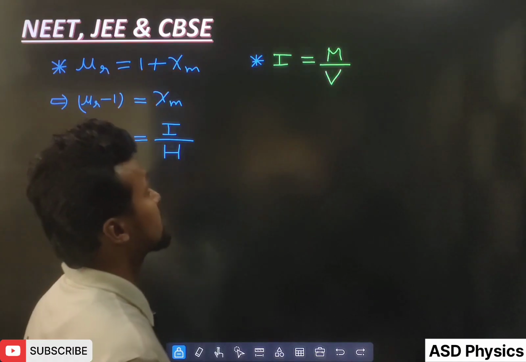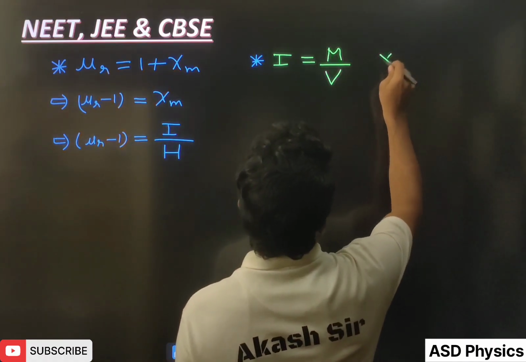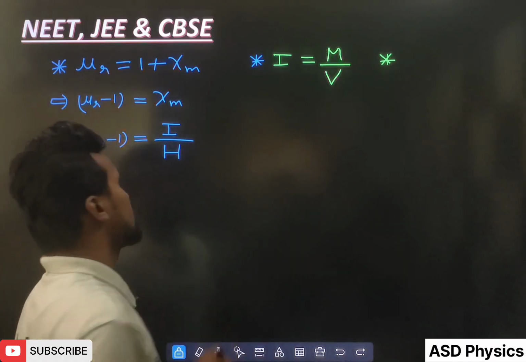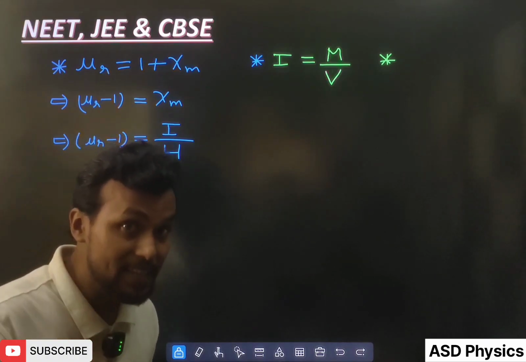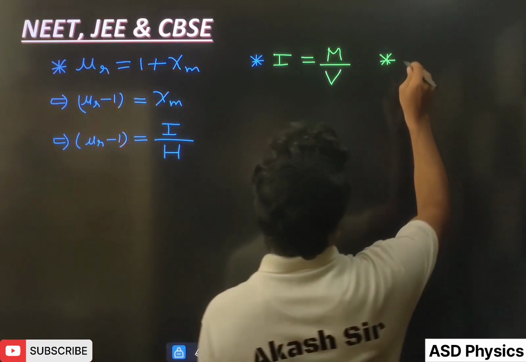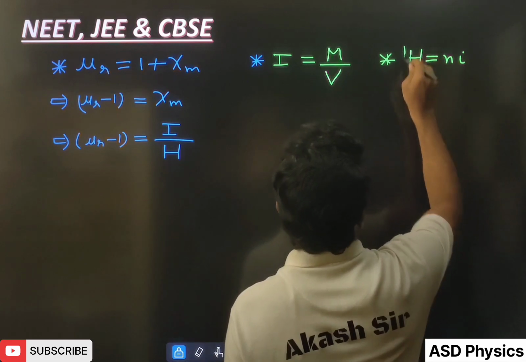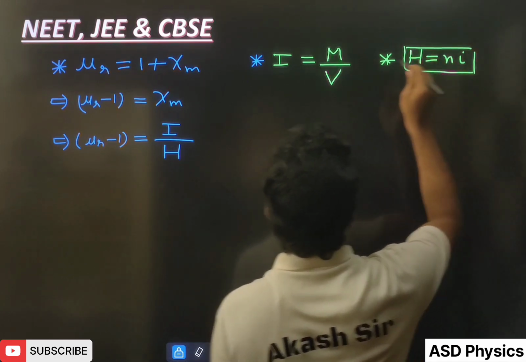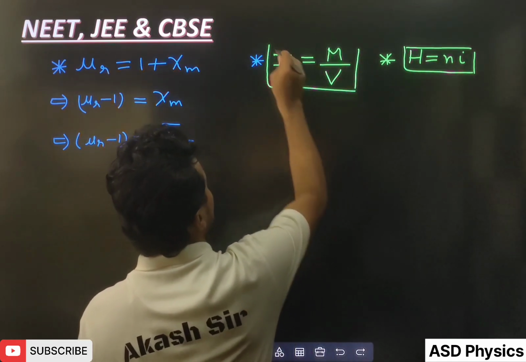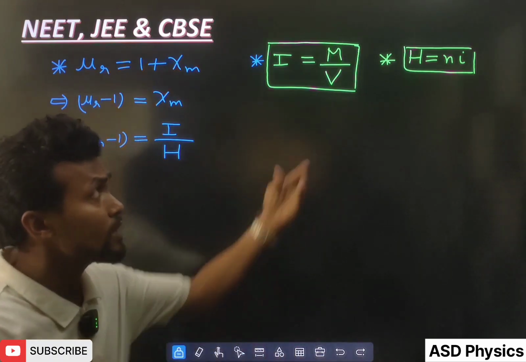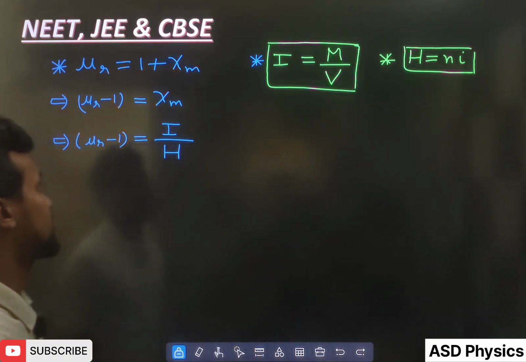I is equal to, what is the formula? I equal to M by V. Similarly, H is called the magnetizing field, which only depends upon the number of turns per unit length and the current that is flowing. So H equal to nI. These two formulas are very common here, so I am going to use these two formulas.